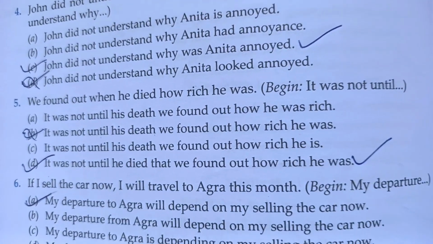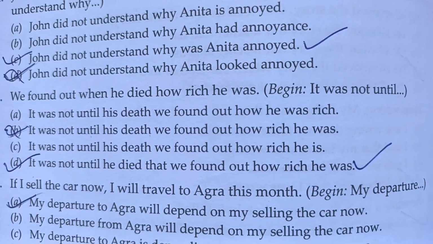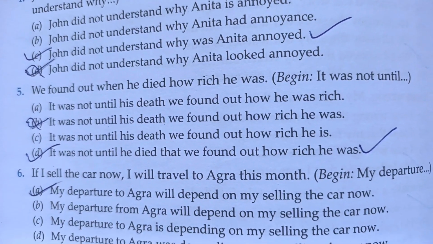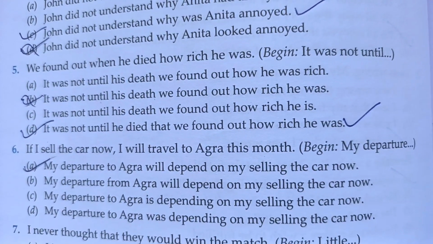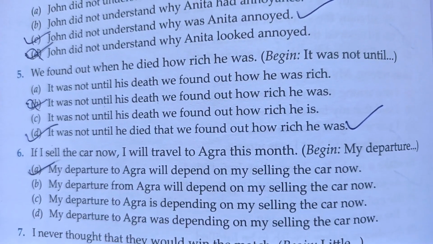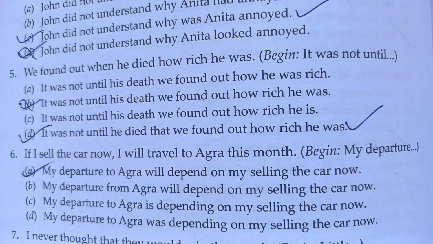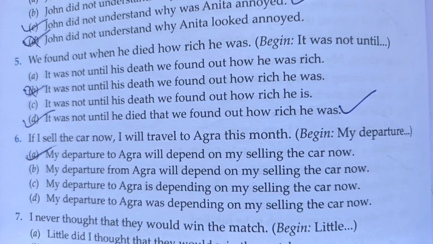Number 5, we found out when he died how rich he was. So option D is correct. It was not until he died that we found out how rich he was.